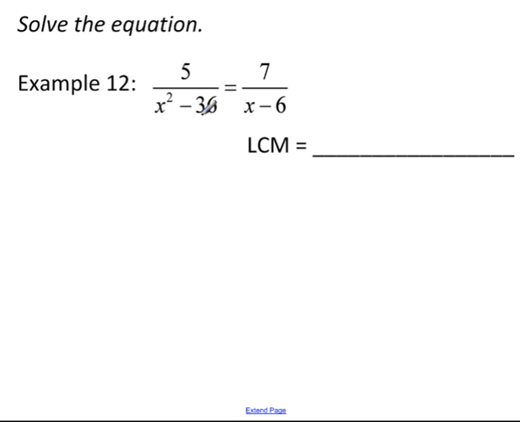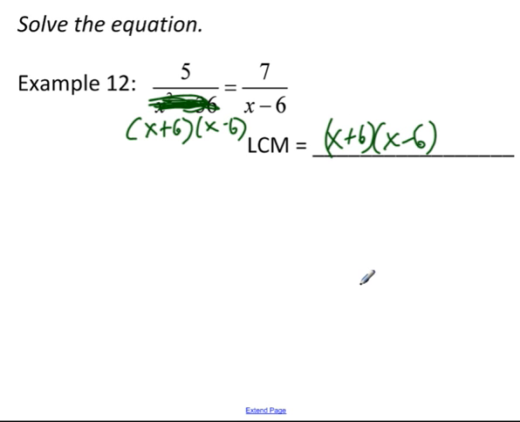Here, need a factor, and we got a x plus 6, x minus 6 situation there for this guy. So I'm going to write it this way. It's almost always good to do this. LCM now. What do we got? We got an x plus 6 and an x minus 6. So that's what we got.